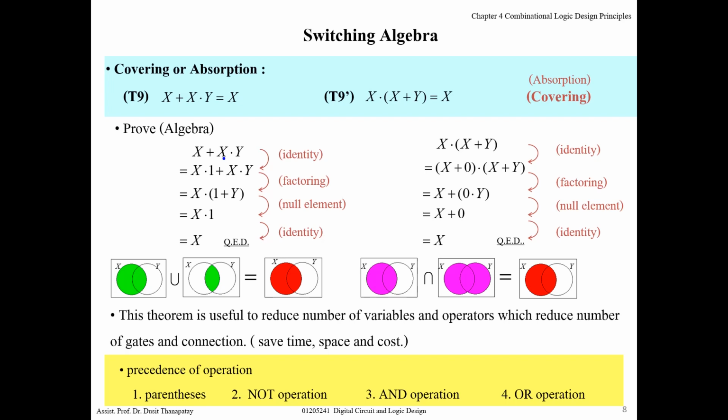For this theorem, if you implement the circuit based on this left hand side, you must use one AND gate and one OR gate, right? But if you reduce the number of operators and number of variables by using this theorem, you can reduce it to only x. So you need not use any logic gate, but you still get the same function.